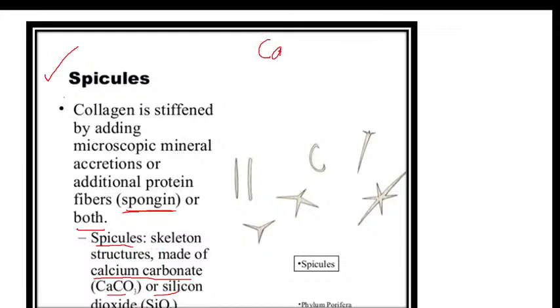Calcareous spicules and siliceous spicules. Calcareous spicules എന്ന് വെച്ചാൽ spicules which are made up of calcium carbonate are called calcareous spicules. Spicules which are made up of silicon dioxide are called siliceous spicules.